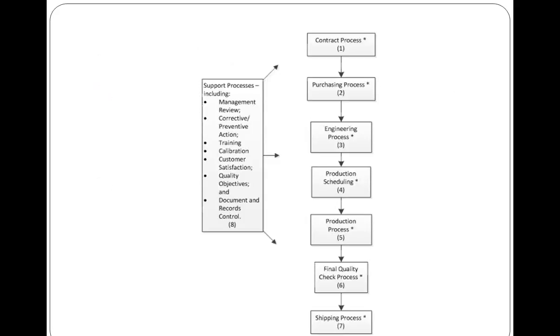This particular item, as you can see, has kind of a top-to-bottom flow. There are 7 core processes that are called out. We have our support processes off to the side, and the general idea here is that this is kind of a singular flow. Top to bottom, top to bottom, top to bottom.